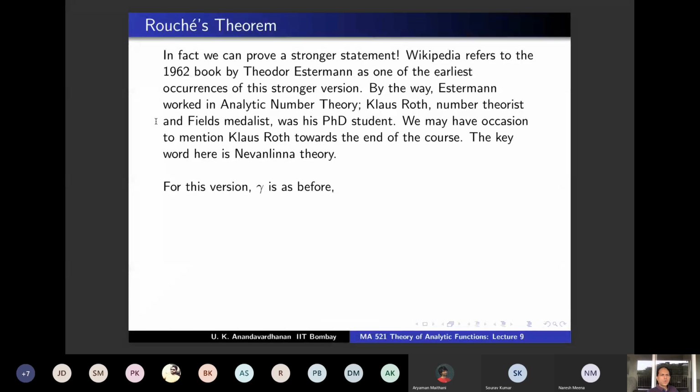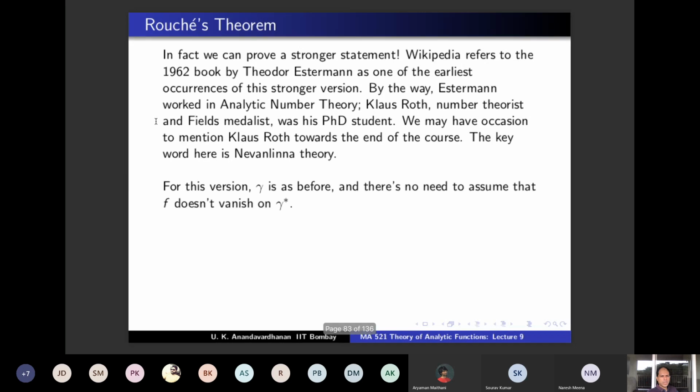Okay, so what is this version? Gamma is as before. Let's assume gamma is simple closed, so it's homologous to 0. Not just that, for any alpha in omega minus gamma star, the index is either 0 or 1. So it's either inside, gamma is positively oriented, or 0. So gamma is as before, and we don't need to assume that f doesn't vanish on gamma star. I'll get it automatically from my condition. So this is better.